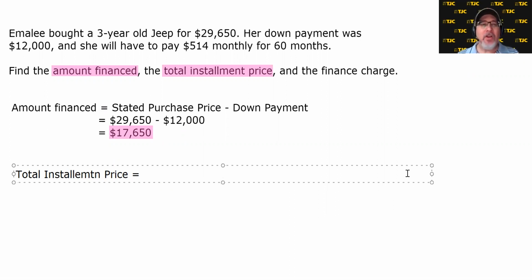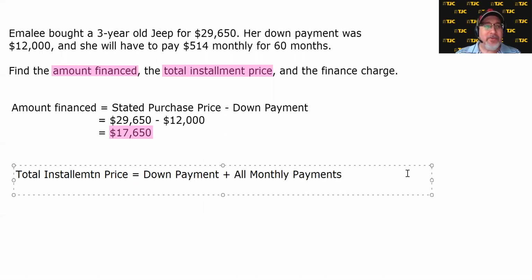So the total installment price in this case is the down payment plus all the monthly payments. I can never type the word monthly correctly the first time. Of course, if I knew how to type, that would help. So again, I wouldn't be so hung up on remembering formulas or whatnot, but ideas. Total installment price is the total I'm going to pay you for this object. So in this case, I am paying, or rather Emily is paying, $12,000. Where's my equal sign?